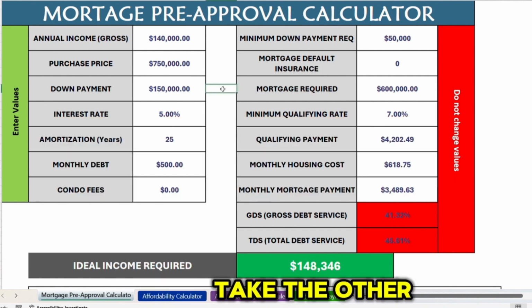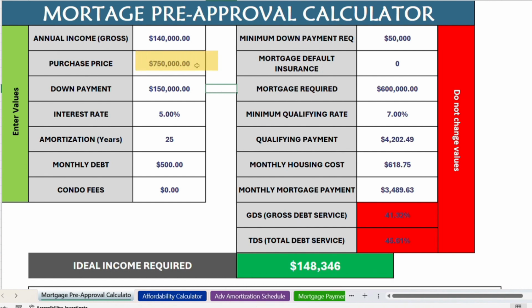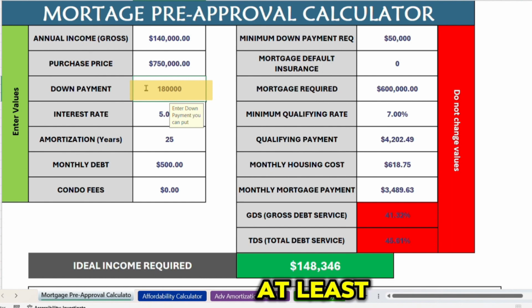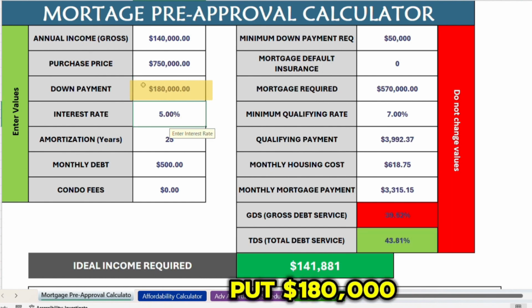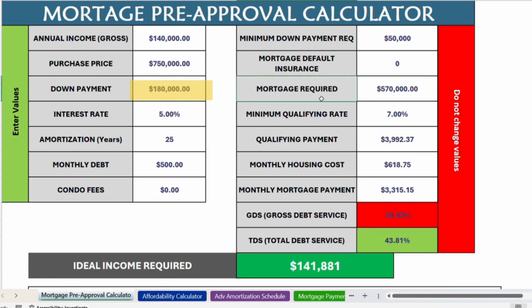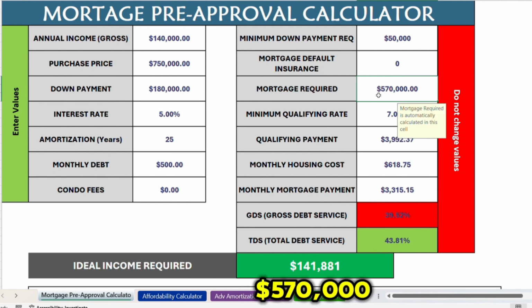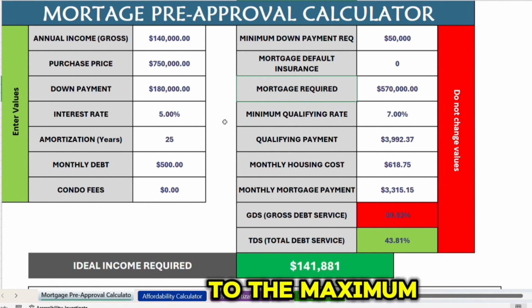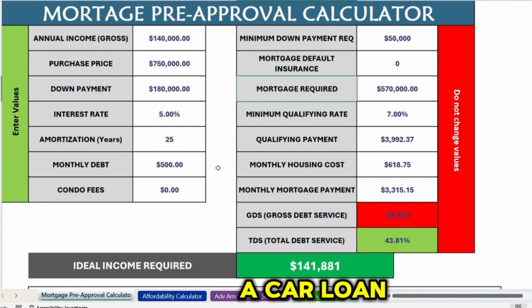Or we can take the other scenario. If you still want to buy a house of $750,000, you need to increase your down payment. So from $150,000, you have to put at least $180,000 so that the mortgage required can come down to $570,000. So in a conventional mortgage, where you are stretching yourself to the maximum of your limits, a car loan payment can actually affect your eligibility to get a mortgage.